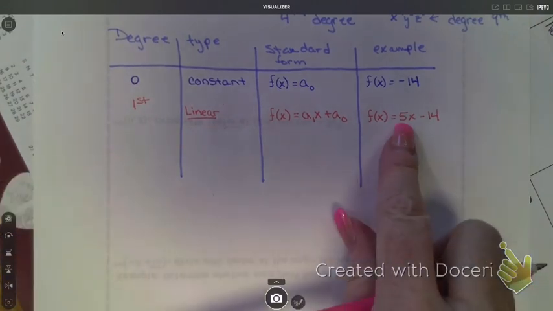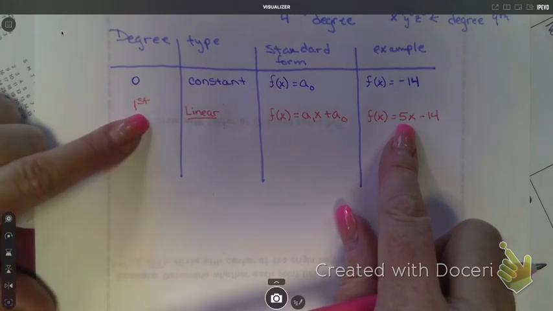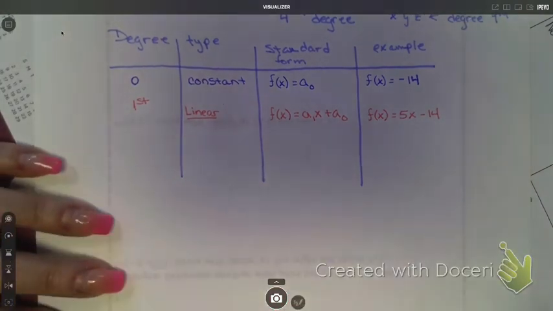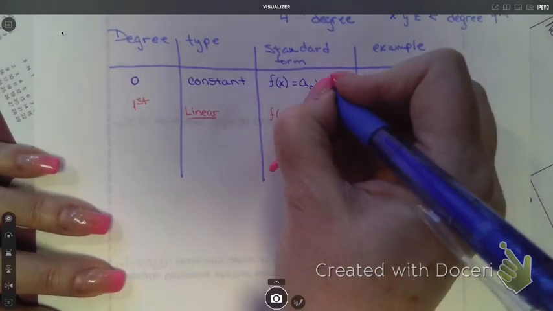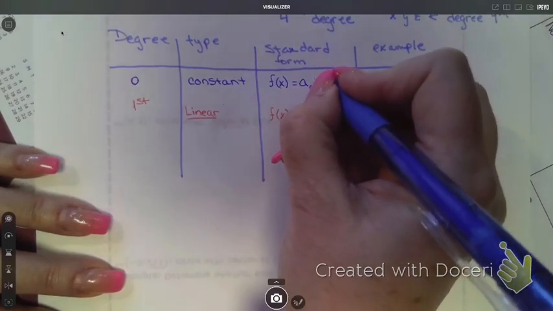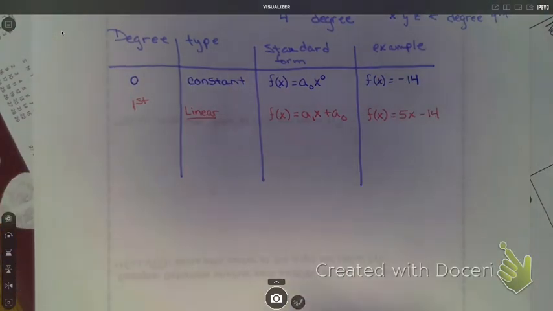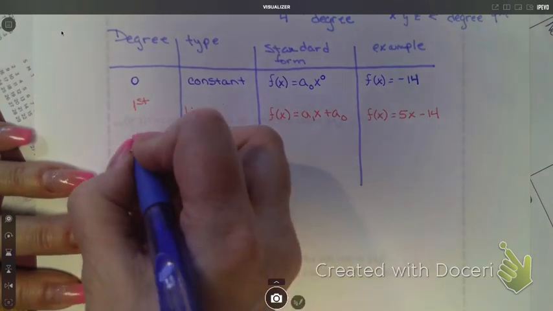So what is the degree on this x right here when we don't write it? 1. So that's where I get my first degree. What's the degree on the x here? Constant. Yeah, but what's the degree? I'm going to add that up here. It would be x to the what? If there's no x there, it's x to the 0. Okay. Second degree.